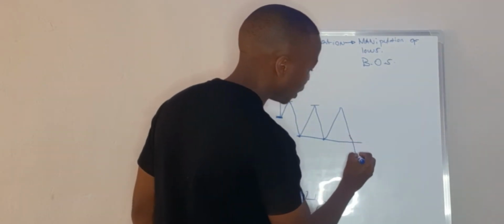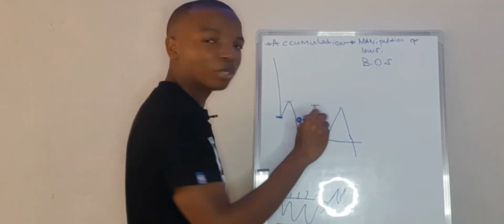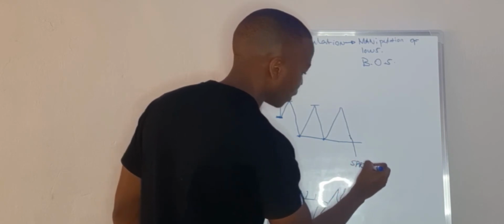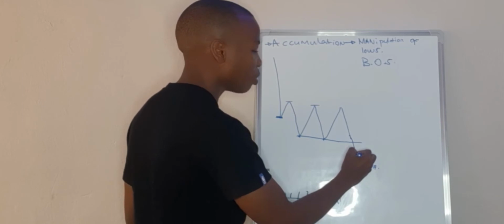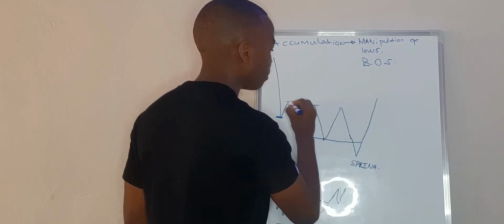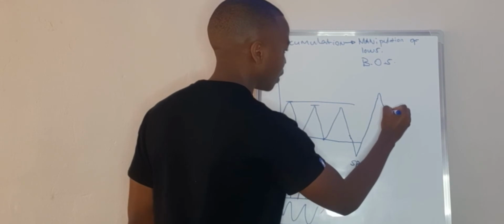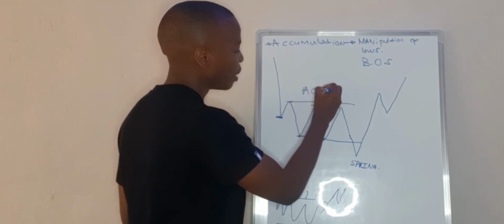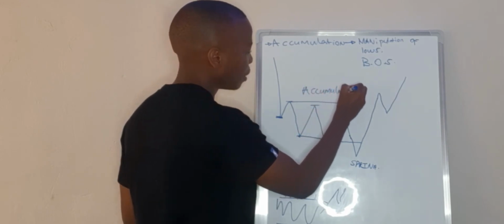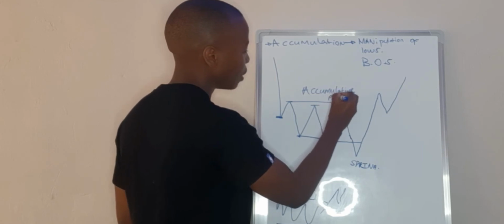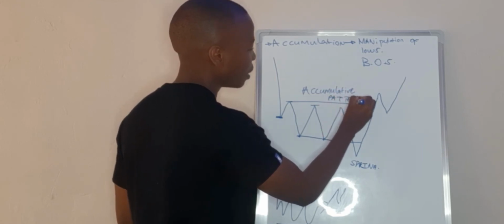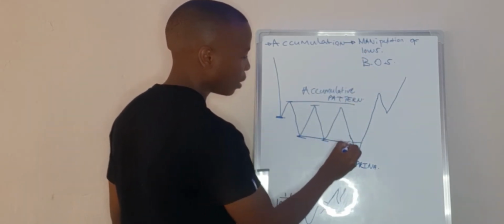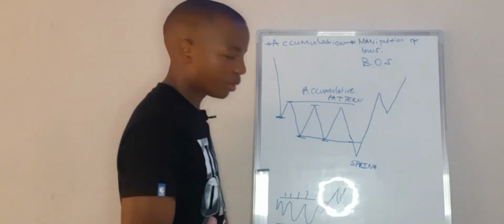With this market manipulation, you have the important part of this accumulative pattern, which is the spring. And how do you confirm this was an accumulative pattern? With a break of structure. And then the market goes up. So this is an accumulative pattern. How do you know it's an accumulative pattern? When you have manipulation on the lows and a break of structure to the upside.